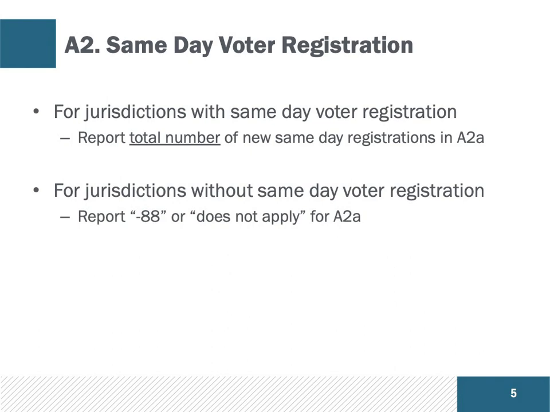Question A2 asks about same-day voter registration. If your jurisdiction allows anyone to register to vote on the same day as they cast a ballot, you'll report that data in A2A. When you calculate this number, you should include people who use same-day registration on Election Day, during the early voting period, or who registered and voted on a day when early voting and the voter registration period overlapped. If your jurisdiction does not allow for same-day voter registration, then you will report -88 if you're using the Excel template, or Does Not Apply if you're using the online template for A2A.